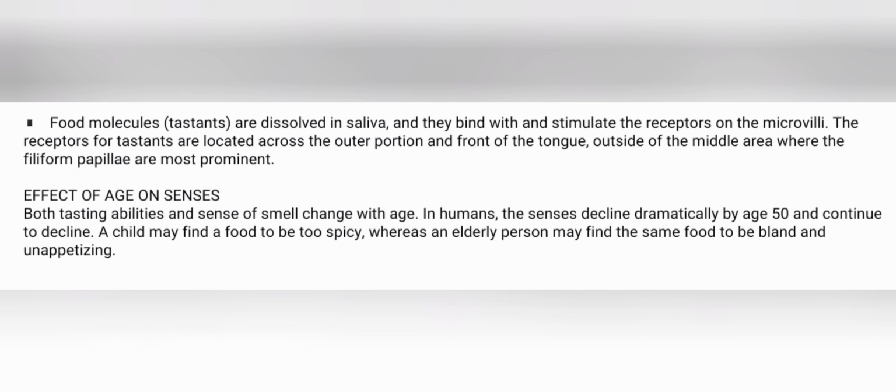Now, lastly but not the least, let's have a look at the effect of age on senses. Both tasting abilities and sense of smell change with age. In humans, the senses decline dramatically by age 50 and continue to decline. A child may find a food to be too spicy, whereas an elderly person may find the same food to be bland and unappetizing.